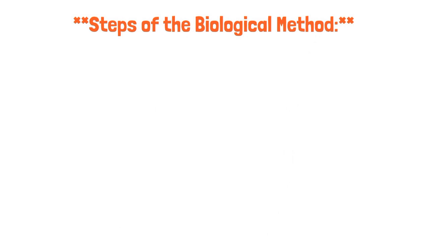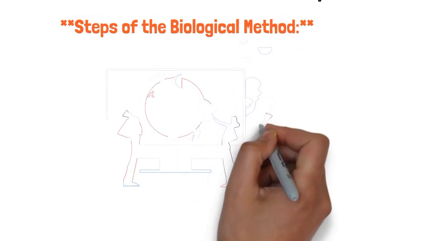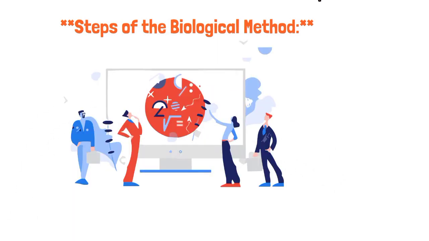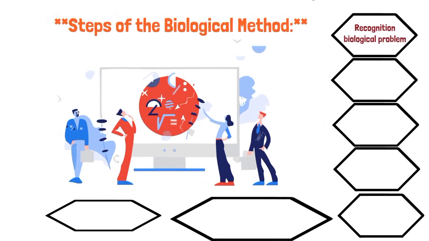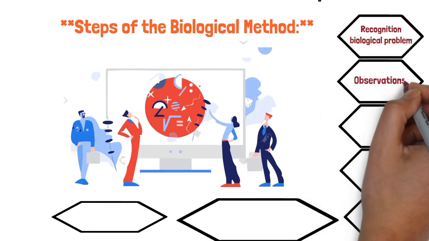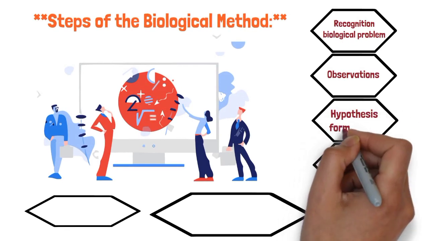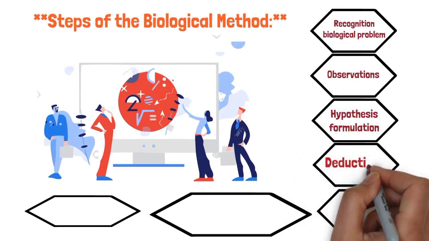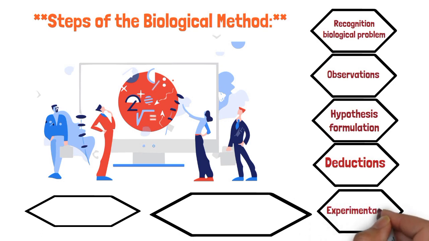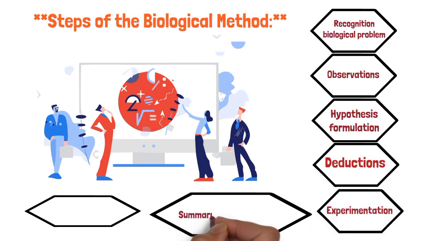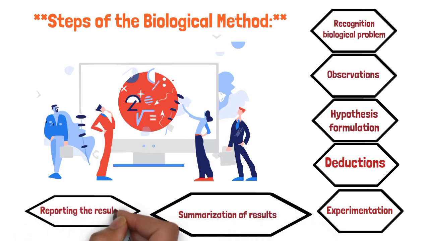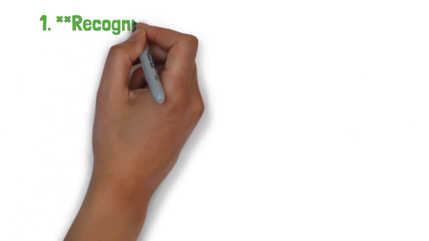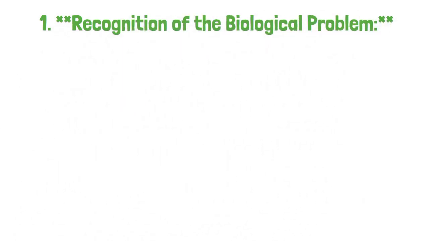This happens when biologists recognize some biological problem and go for its solution. In solving a biological problem, a biologist takes the following steps: Recognition of the biological problem. Observations. Hypothesis formulation. Deductions. Experimentation. Summarization of results, creating tables, graphics, etc. Reporting the results.